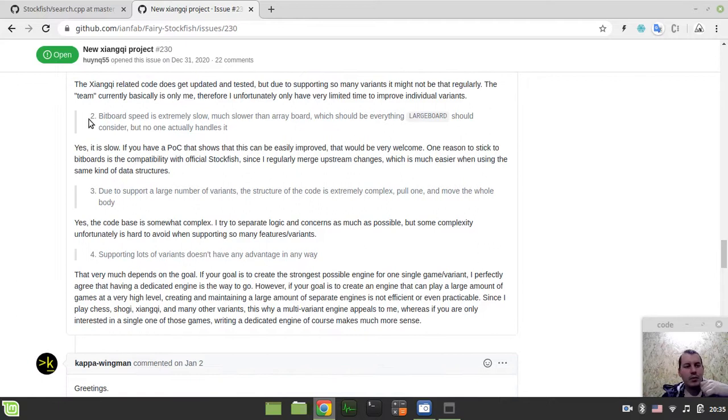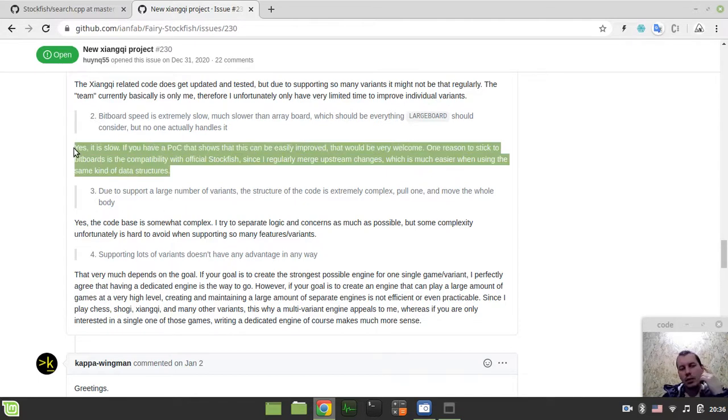Okay, so let's go further on. So bitboard is extremely slow and so on. So yes, it is slow. If you have a proof of concept that shows that this can be easily improved, that would be very welcome. So it says if you have something better, just share and we'll try to make use of it. One reason to stick to bitboards is the compatibility with official Stockfish, since I regularly merge upstream changes, which is much easier when using the same kind of data structures.